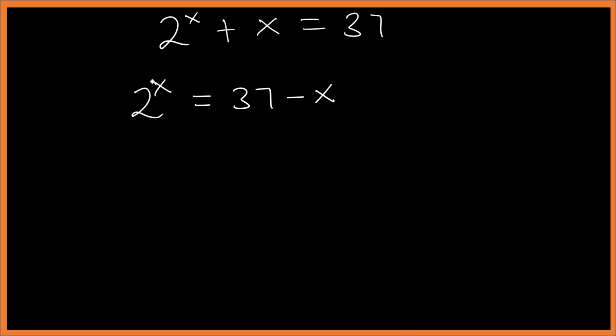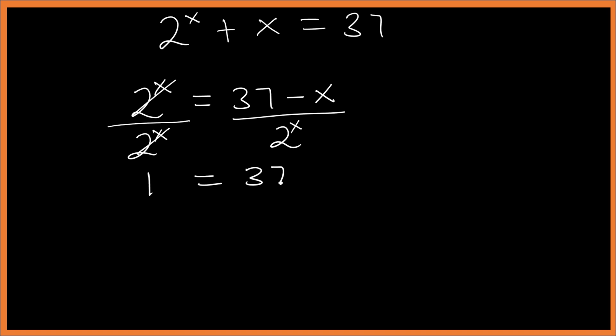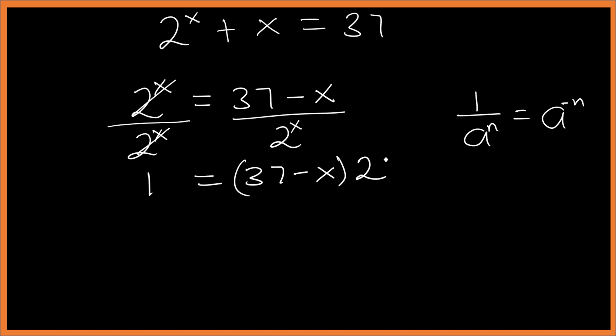Alright, so let's join this one to this by dividing both sides by 2 raised to x. So this one will cancel. I've left 1 here. So we have 37 minus x. Now remember, 1 over a exponent n is the same as a exponent minus n. So this one is the same as times 2 to the power minus x.